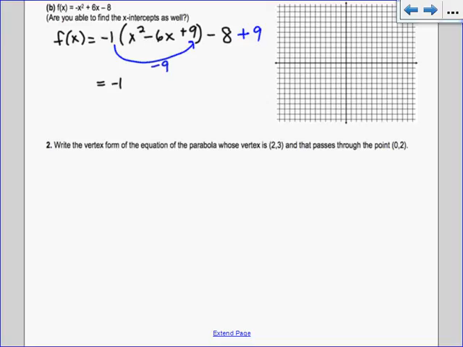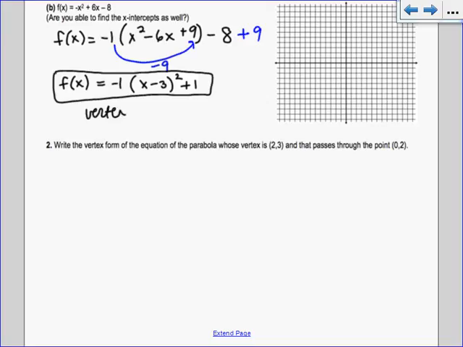So I have negative 1, and then I factor into x minus 3 times itself, x minus 3 squared, plus 1. That is vertex form. What's your vertex? Yeah, you move to the right 3 and up 1, so 3, 1. Yeah, and that's why it's positive 9 there. But then since you have the negative 1 times 9, yeah.